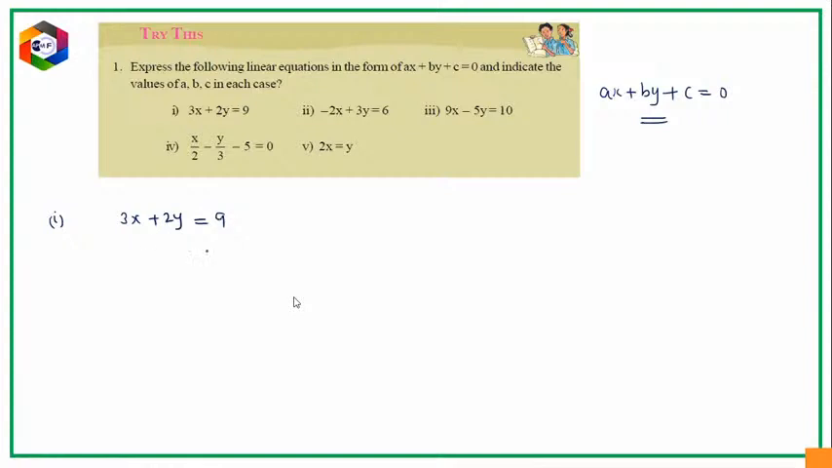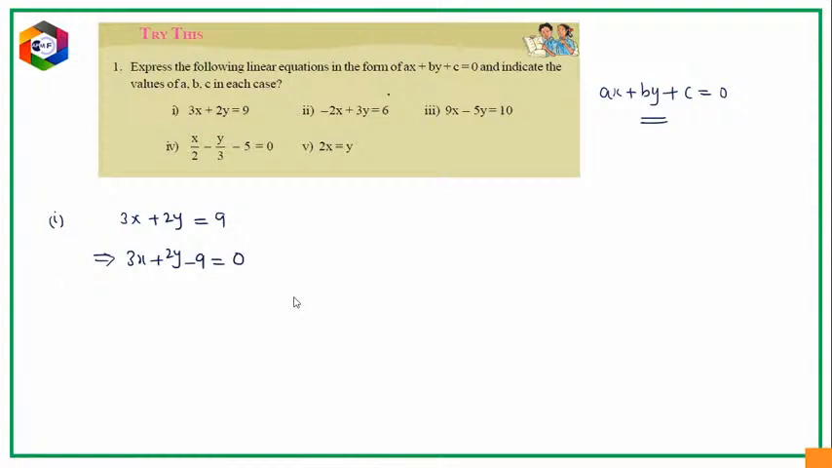So the first one I'm going to explain for you. The thing is, only plus 9 is on the right hand side. That should be brought to the left hand side. Upon transposing, plus 9 changes as minus 9. So 3x plus 2y minus 9 is equal to 0.